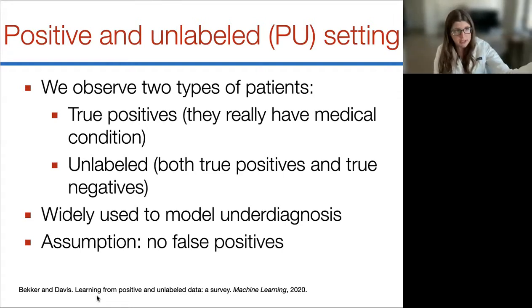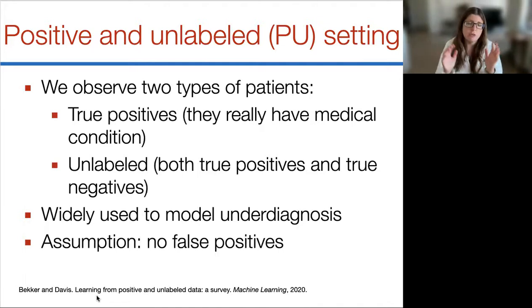We observe true positives, the people who really have the medical condition, and then we observe unlabeled patients. Because the condition is underdiagnosed, this might consist of both true positives and true negatives. So you don't know if the people who aren't diagnosed really don't have it or just weren't diagnosed with it. This is widely used to model underdiagnosis. The implicit assumption here is that there are no false positives. So anyone who is labeled as having IPV, intimate partner violence, truly has it, but not everyone who truly has it is labeled as having it.